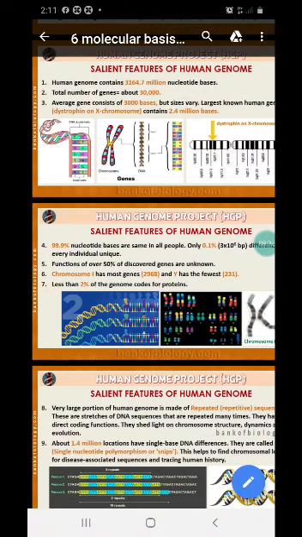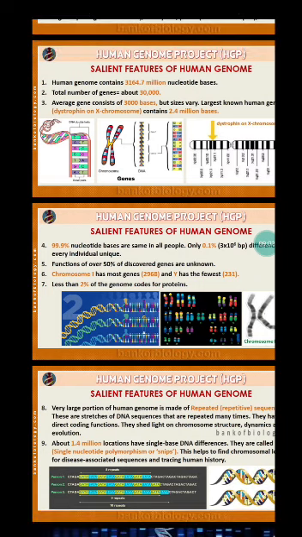Children, what are the salient features of the human genome after it was aligned, and what was found out, right? So the human genome contains 3,164.7 million nucleotide bases, and total number of genes. You know what are genes? A cistron, which is a segment of DNA which codes for mRNA or protein. Okay, that is a gene. But the total number of genes is about 30,000. Only 30,000 genes are present on our entire chromosome.